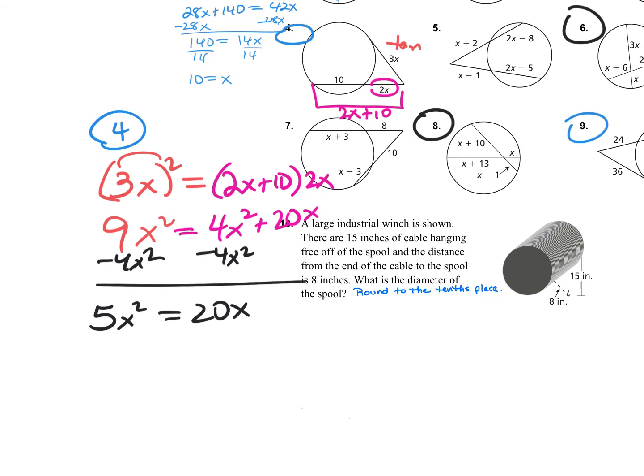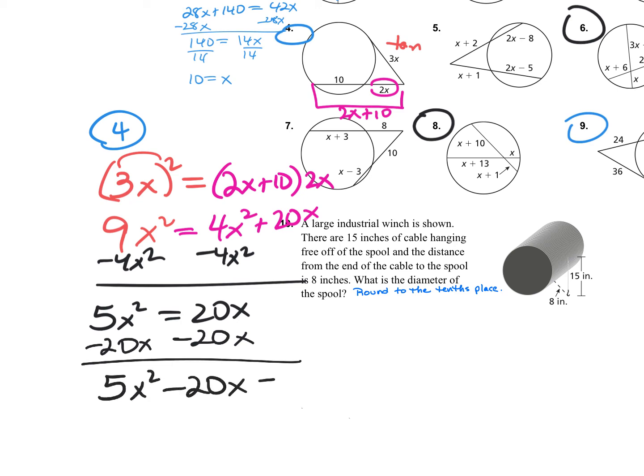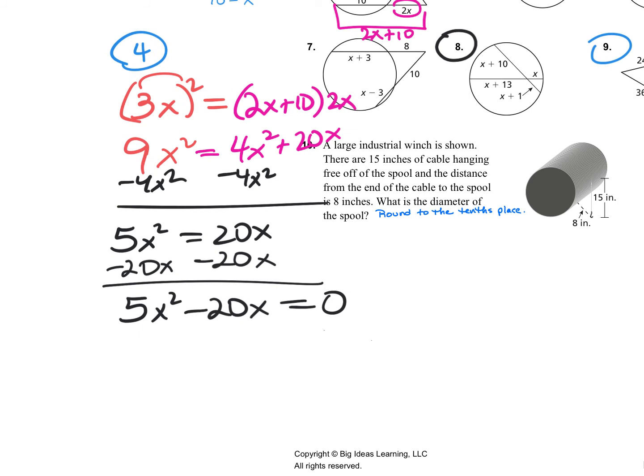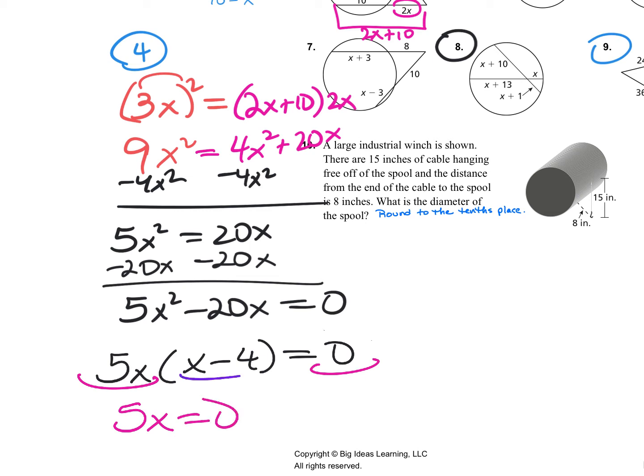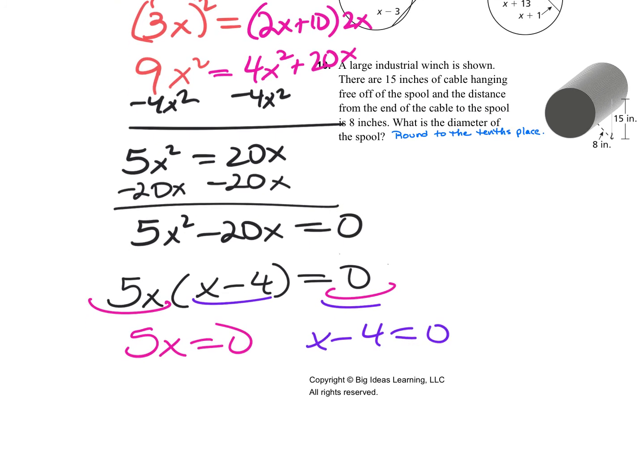Now at this point, it's not going to be a trinomial, but I can still factor it. I could factor out a GCF here. So 5x squared minus 20x equals 0. We're going to factor out a greatest common factor of 5x. And then we're left with this. I set each factor equal to 0, as well as this one. And now I solve each. So you will be factoring tomorrow, whether it's a trinomial or a binomial.